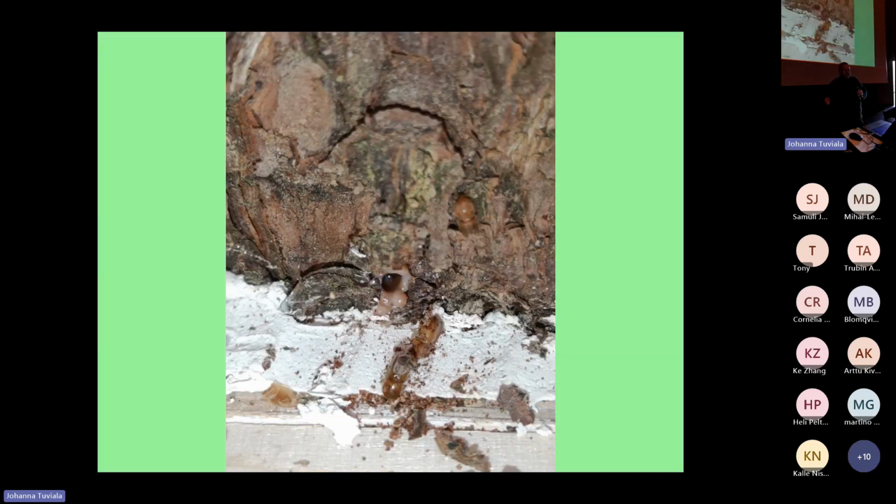But the beetles worked. Some of the beetles didn't bore, but some of them bored. Then we have some differences in boring in these boxes.